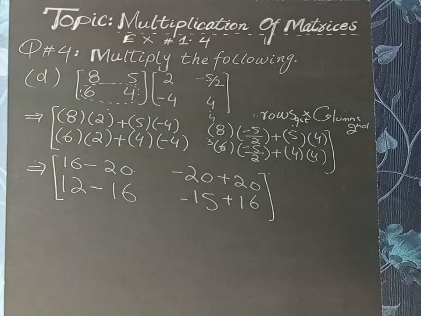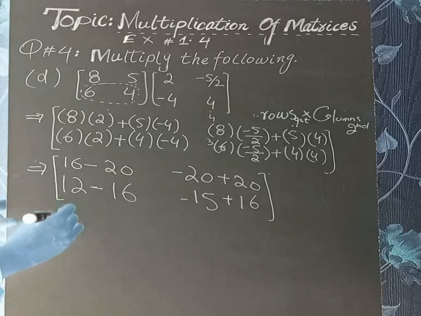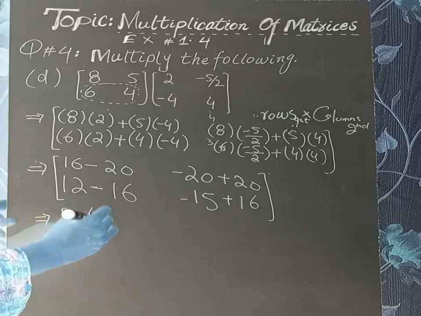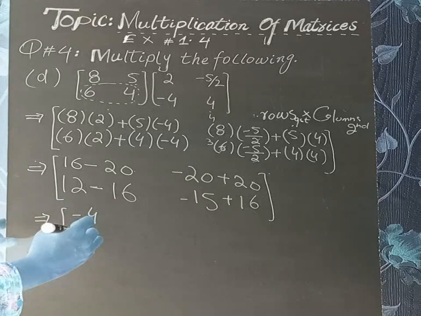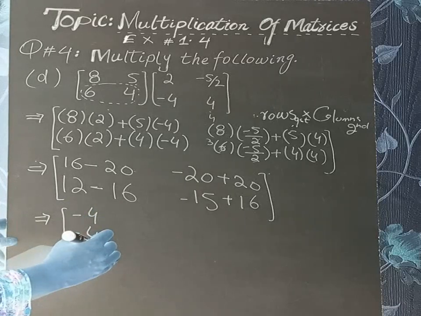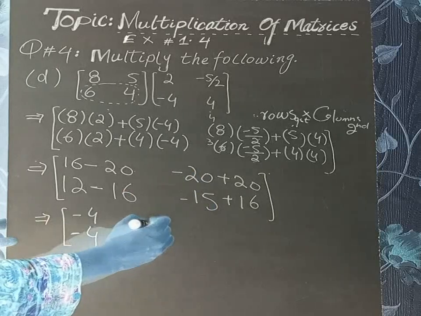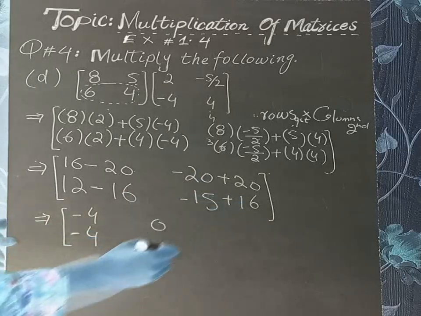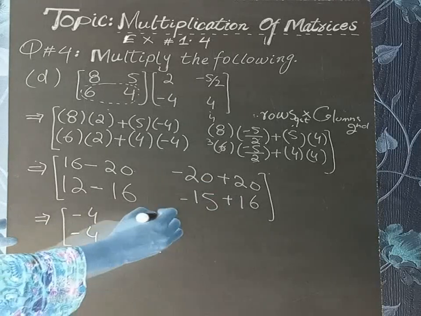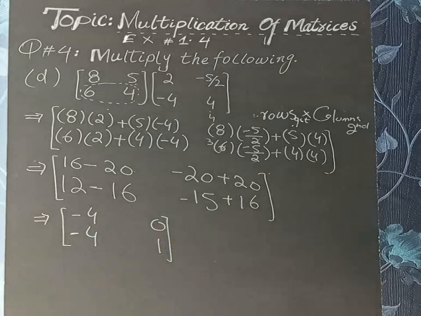Now we will apply here the given operations. 16 minus 20, that is minus 4. 12 minus 16, that is minus 4. Minus 20 plus 20 is 0. Minus 15 plus 16 is 1. This is the resultant matrix.